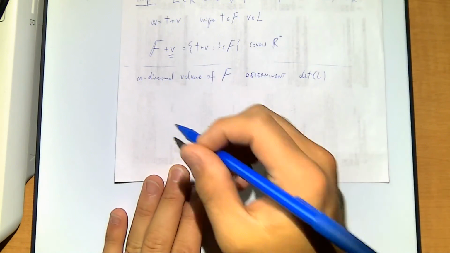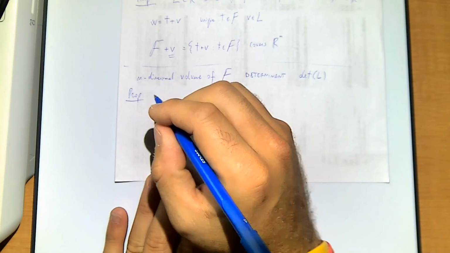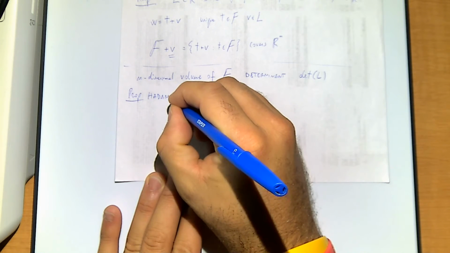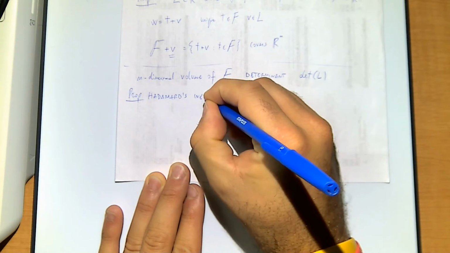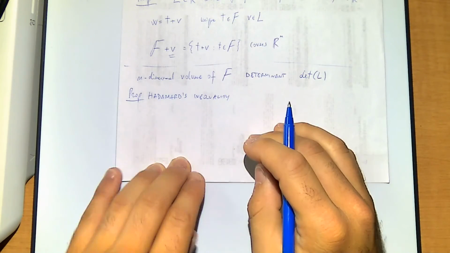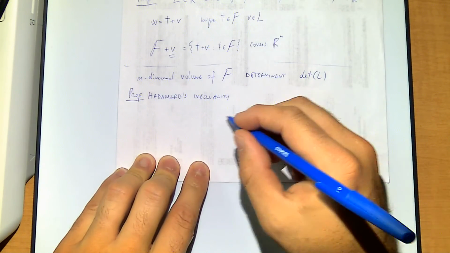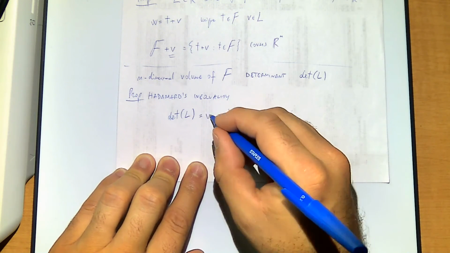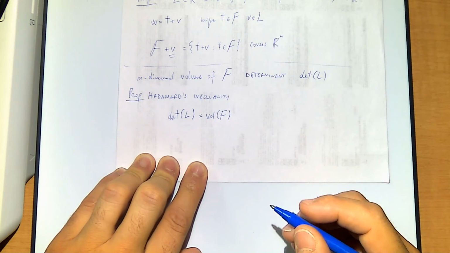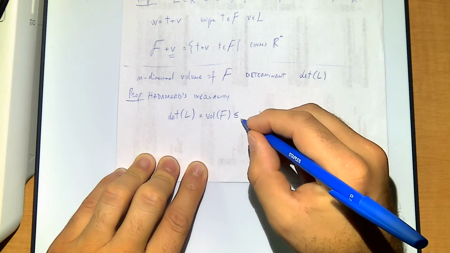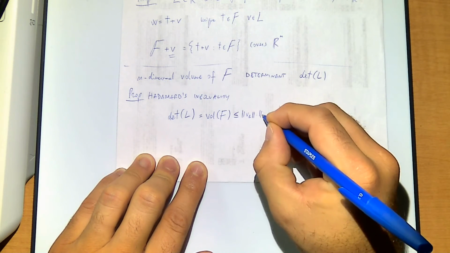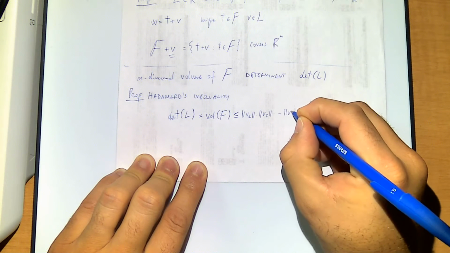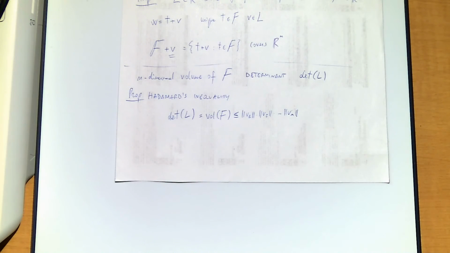So there is this important result, which is called the Hadamard inequality, which says that the determinant of L, which is by definition the volume of the fundamental domain, is less than or equal to the norm of V1 times the norm of V2 times the norm of Vn. And it is exactly equal to that if the vectors are all orthogonal.